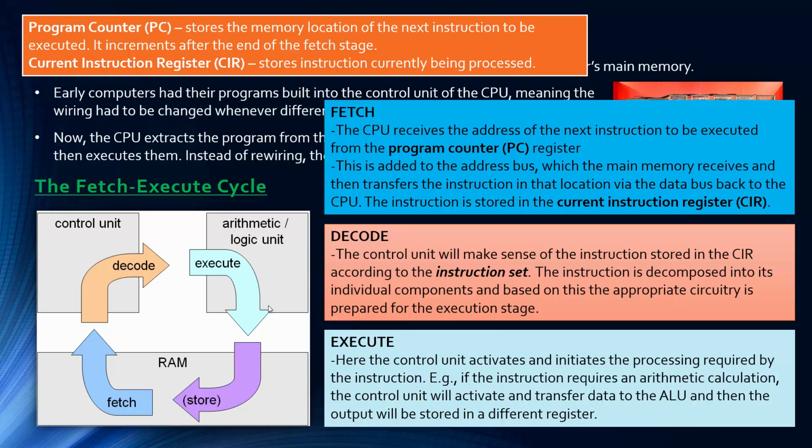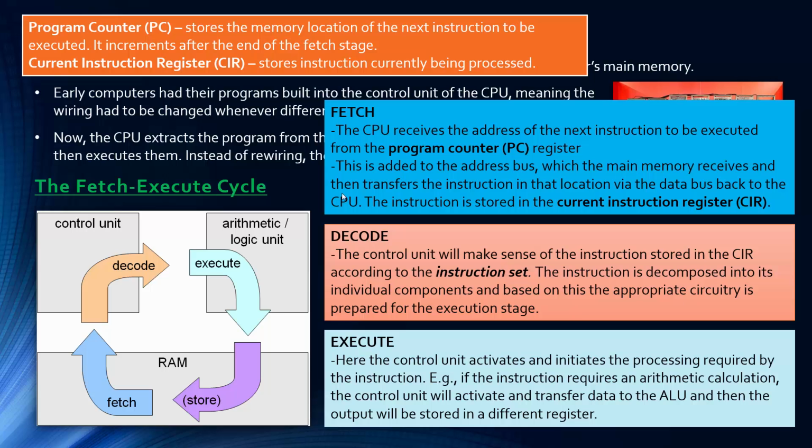If it's an arithmetic calculation, it will definitely use the ALU, and so the control unit will activate and then transfer data to that unit, and then the output will be stored after it's executed, and then it will potentially be stored in a different register or back to RAM eventually. So that's the fetch execute cycle. Try and learn as much of this as you can.